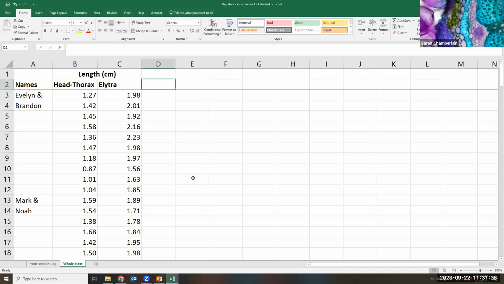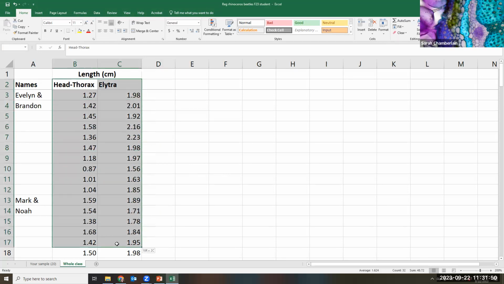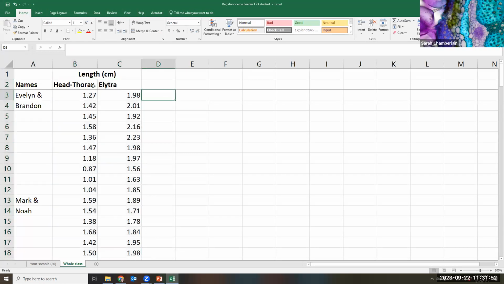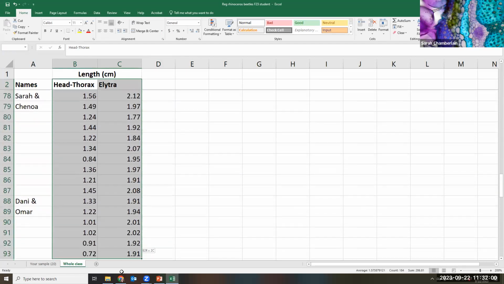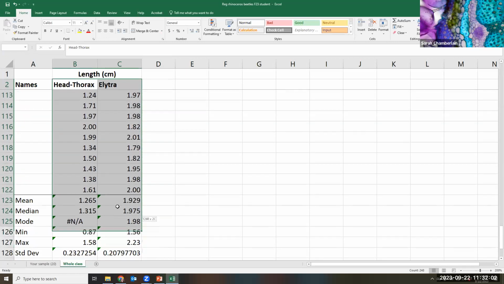Okay, so what are we doing? We are doing the whole class data, right? And so notice how I'm including the labels at the top when I'm highlighting, and I'm scrolling. So you guys, I'm going to have you pick 20 sets of data to use. So your own 10 and then another 10, or whatever. It doesn't matter which, but 20.